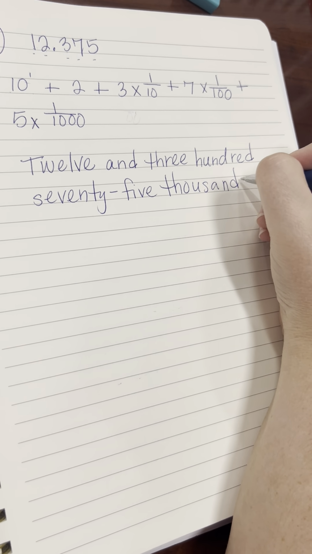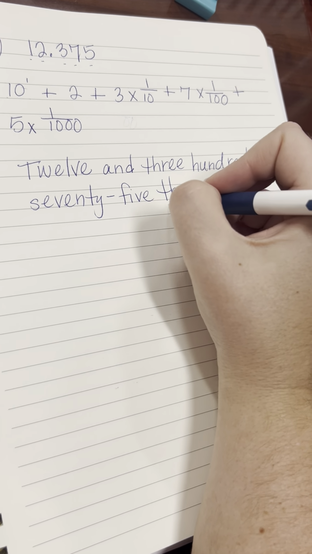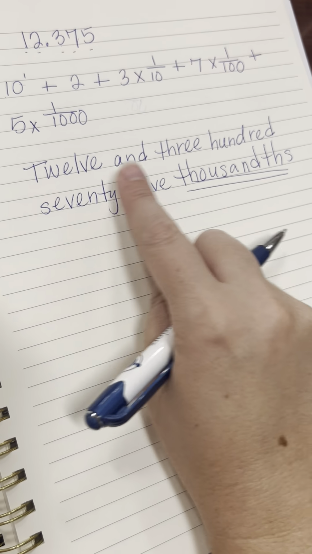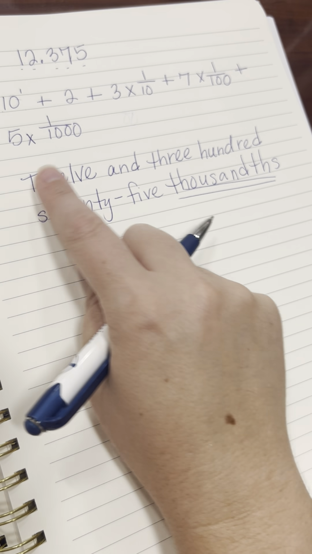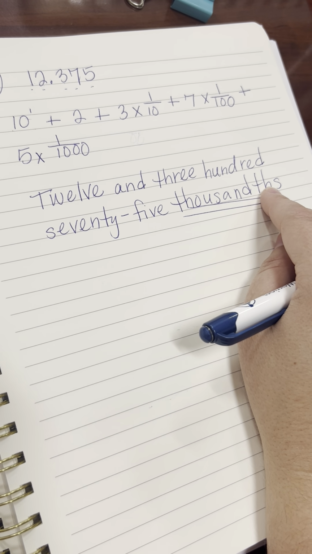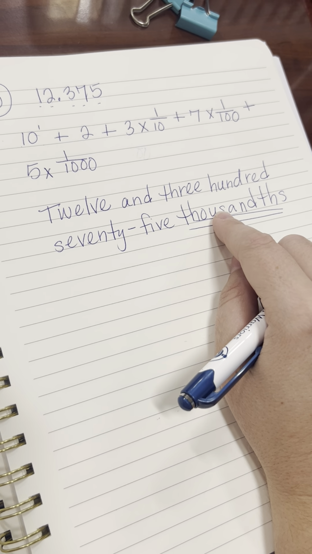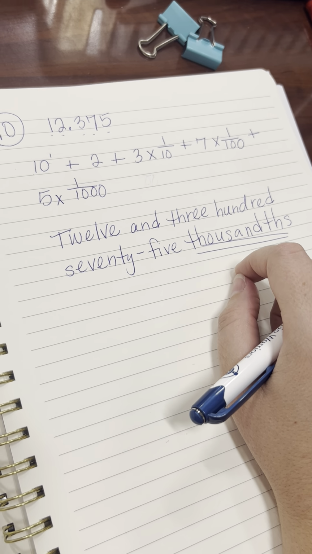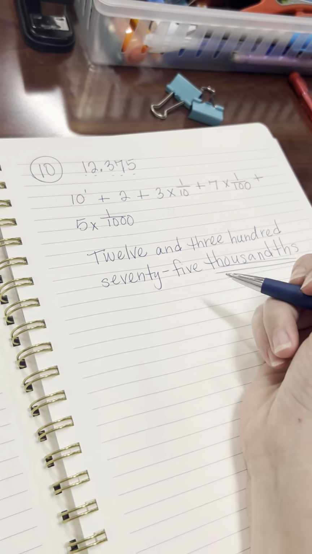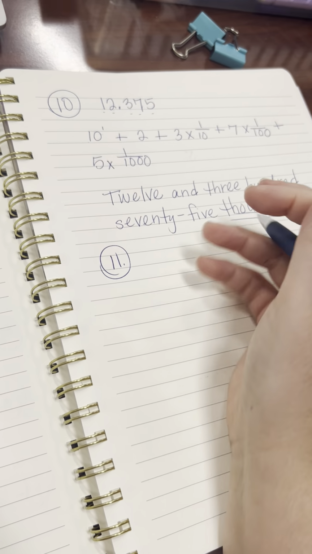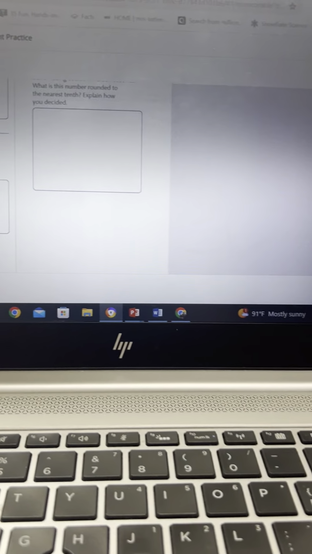Now some of the kiddos are accidentally forgetting these keywords, the thousandths or the tenths or something like that. They'll write the words for all the numbers, but they forgot that last place value with the decimals. So just make sure they're writing tenths, hundredths, or thousandths. Okay? All right, and that's number 10. All right, number 11. Let's go to number 11.